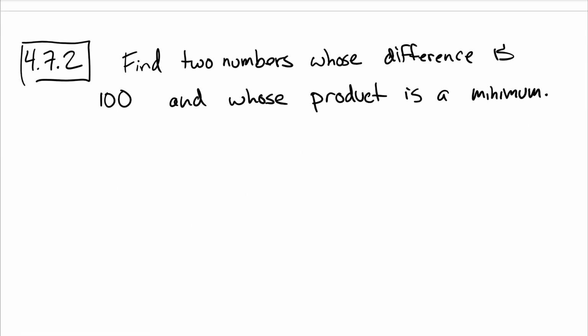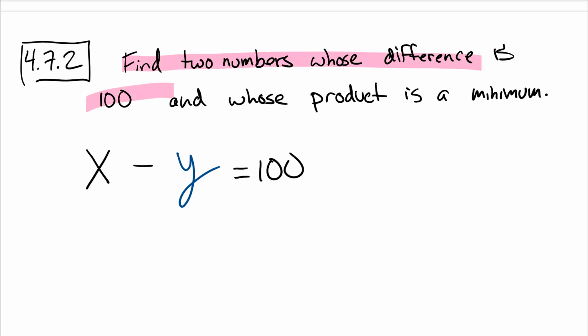Here's number 2 from your textbook. Find two numbers whose difference is 100 and whose product is a minimum. All right, none of the whole word problem stuff. I mean, I know there's words, but if you're struggling with this, you need to practice your algebra a little bit more. So what we got here is two numbers. Let's say one of the numbers is x and one of the numbers is y, and their difference is 100. So we handled that part of it.